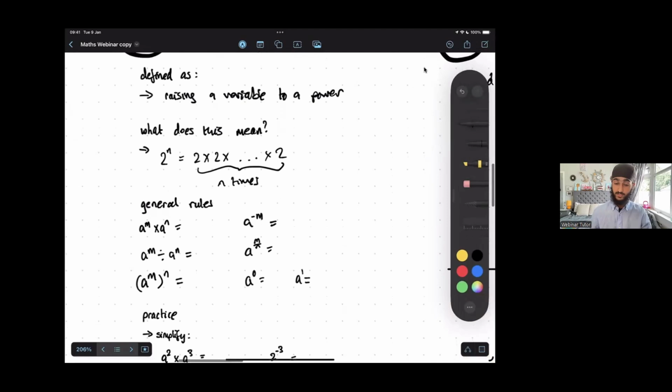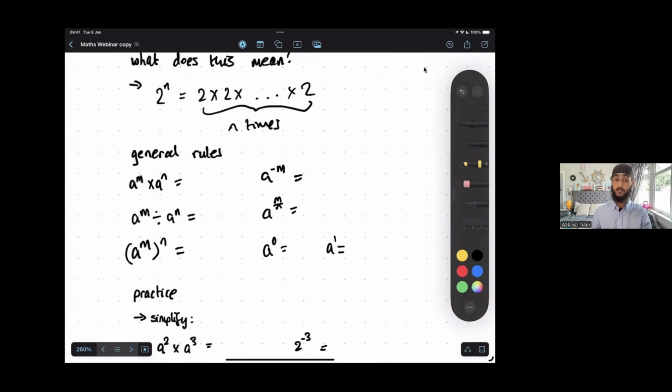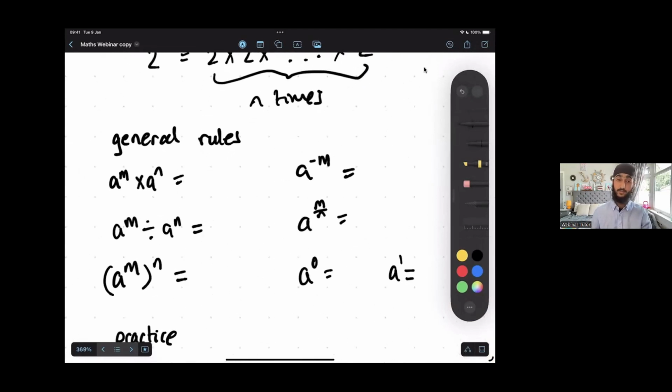Here are some general rules that you'll be familiar with from GCSE. When we've got the same base and different powers, and they're being multiplied together, we can add them. So add the powers. So that would simplify to a to the m plus n. Quite similarly, with division, we subtract the powers. So a to the m take away n. When the powers are split with brackets, we multiply them. So a to the m n, or m times n.